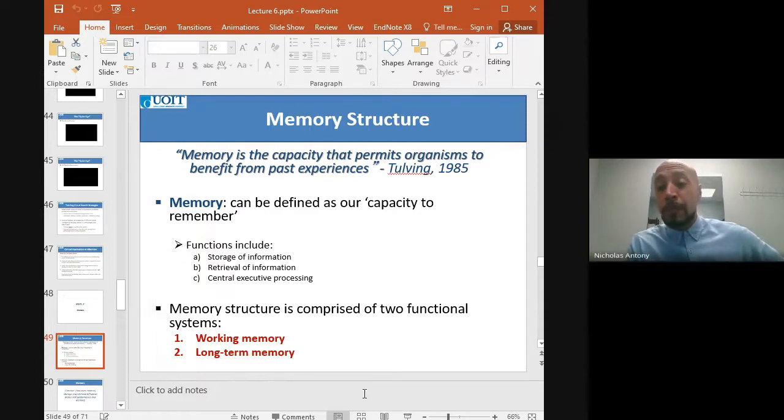So memory is composed of two different functional systems. We have our working or short-term memory. Have we all heard the term short-term memory? It's now called working memory because it's sort of like a workspace. And then we have our long-term memory, which is for the permanent storage of different memories.